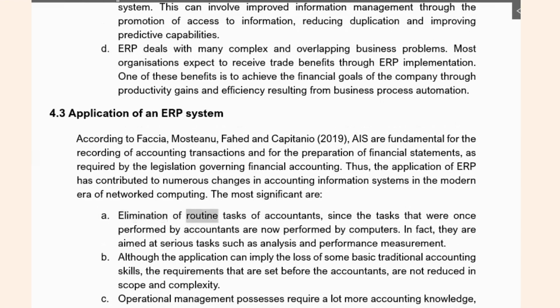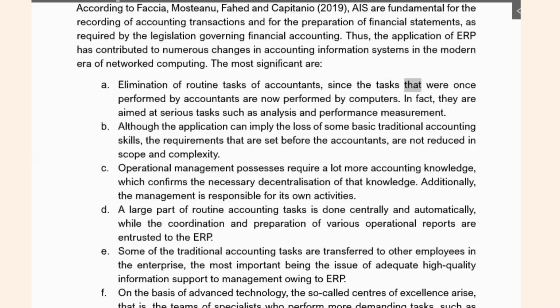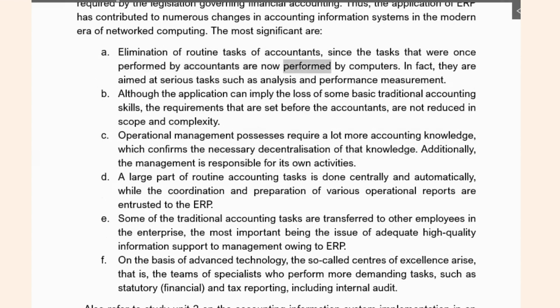Elimination of routine tasks of accountants, since the tasks that were once performed by accountants are now performed by computers. In fact, they are aimed at serious tasks such as analysis and performance measurement. Although the application can imply the loss of some basic traditional accounting skills, the requirements that are set before the accountants are not reduced in scope and complexity.